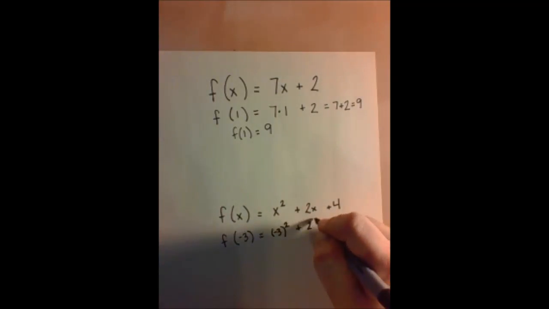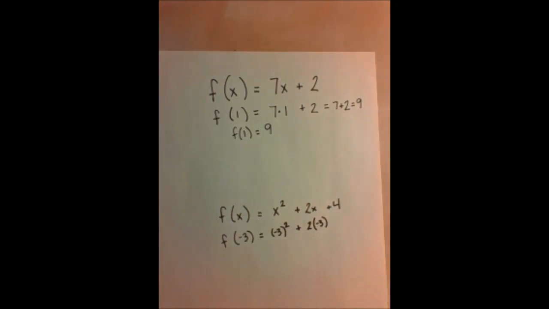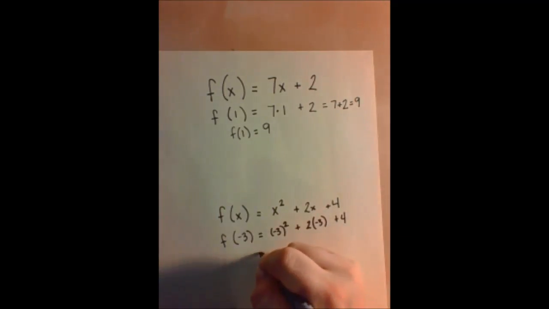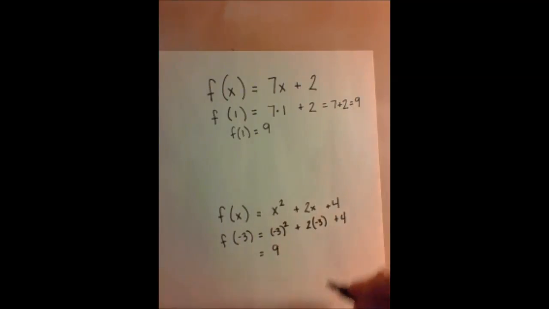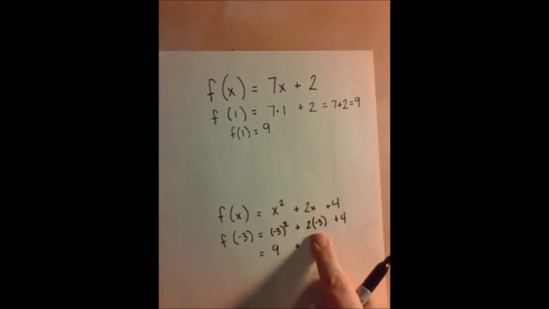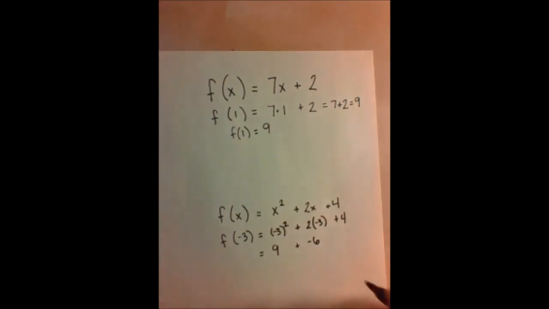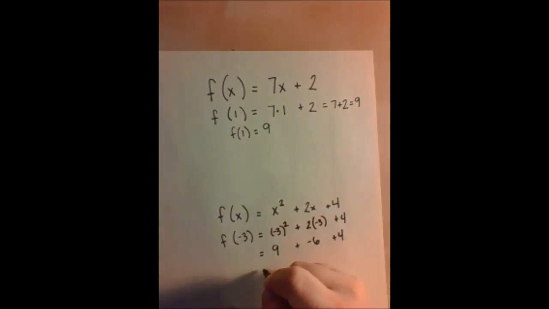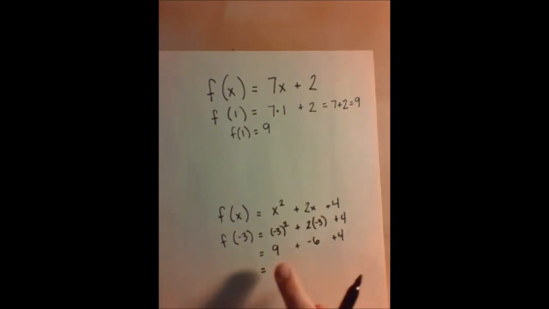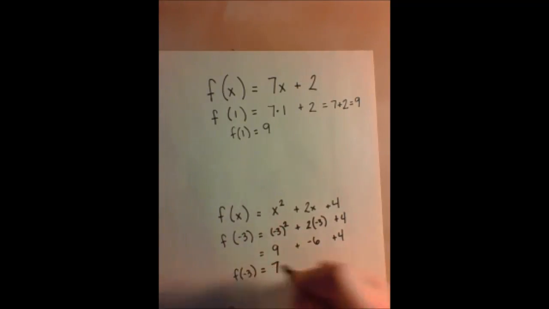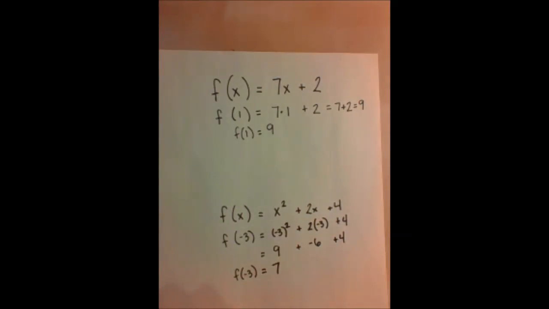I'm going to put parentheses around the -3, plus 4. -3 squared means -3 times -3, which is 9. Plus, this is 2 times -3, which is -6. Still have that plus 4. So I have 9 minus 6 plus 4. 9 minus 6 is 3, plus 4 gives me 7. So this would be f of -3 equals 7. So a quick review of function notation and how to evaluate.